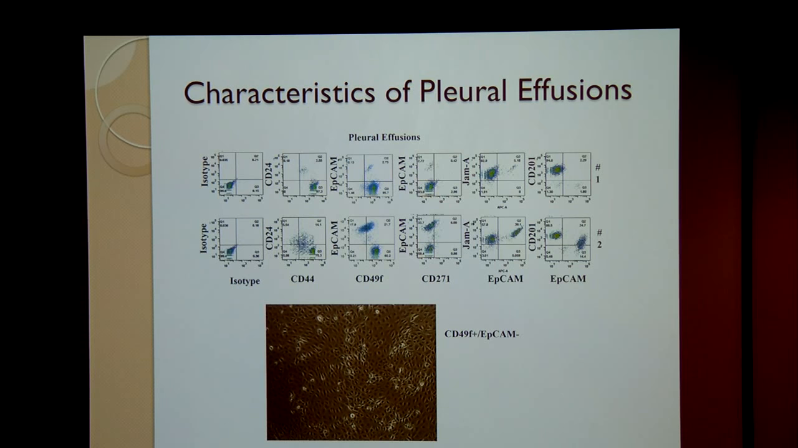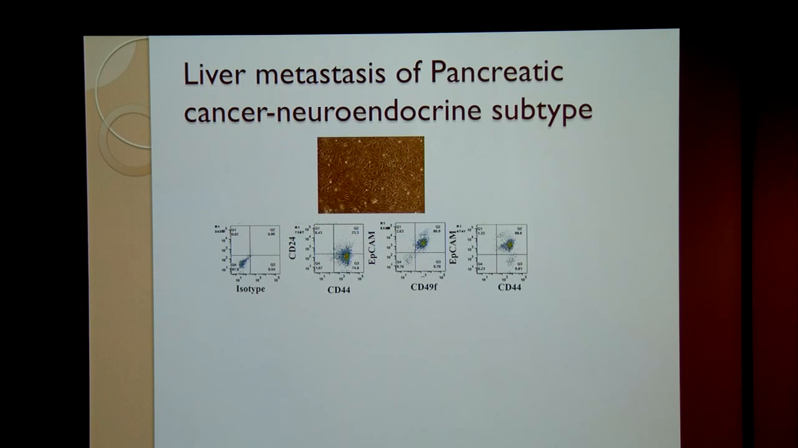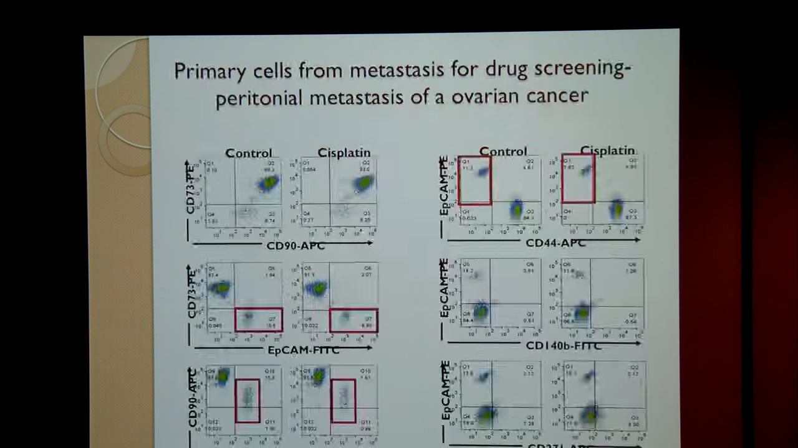You can grow the pleural effusion from a breast cancer patient, which goes very nicely here. This is again the pleural effusion itself is very heterogeneous with the number of subpopulation of cells you can see. You can also grow the pancreatic neuroendocrine tumor growing in liver. Again, you can identify the heterogeneity. You can also use these cells for the drug discovery to identify drug response.